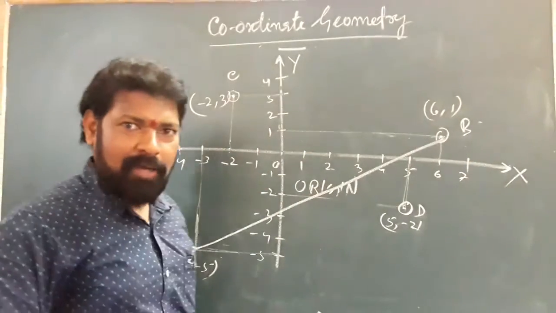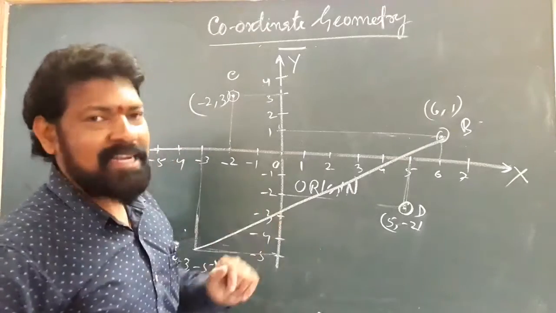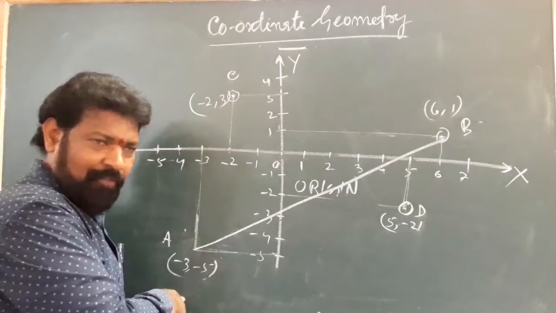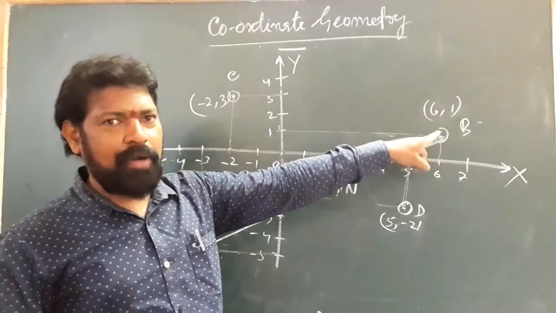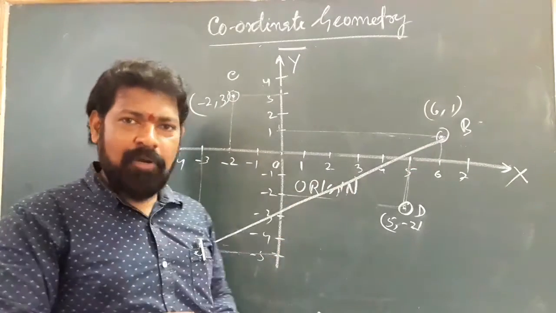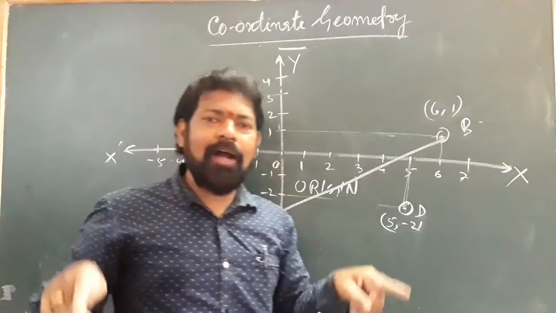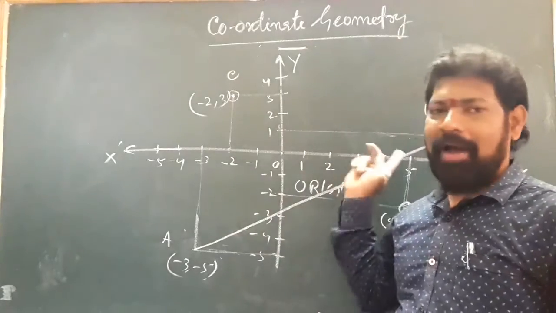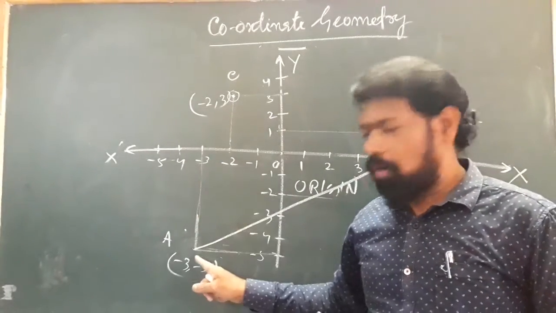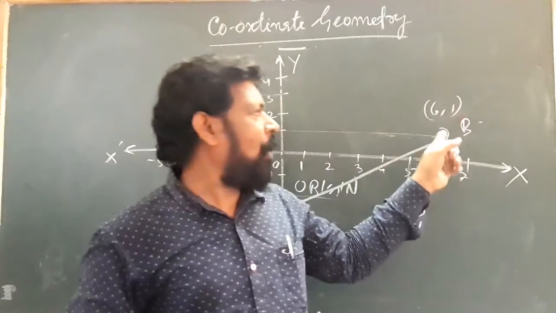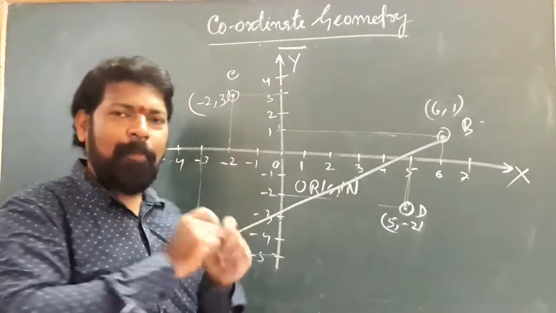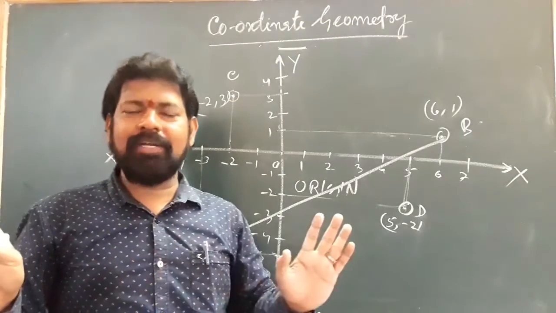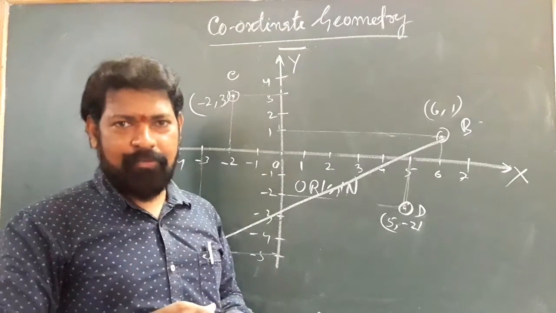To find the distance AB, if you know the coordinates of A and the coordinates of B, you need not take a graph paper. You need not draw the y-axis and x-axis, look at point A and point B, join the two by a straight line with a scale and then measure the length. No, it's not required. They have given us a formula.